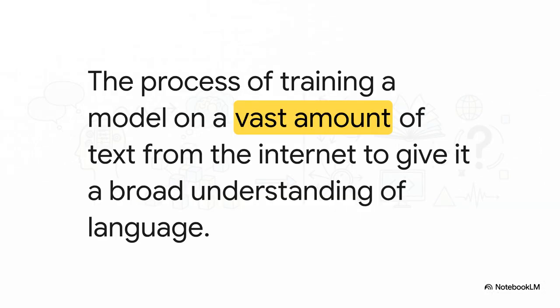This fire hose of information is a process called pre-training. And what we do is basically unleash the model on a huge, vast portion of the internet. We're talking books, articles, websites, you name it. And by just absorbing all of that text, it starts to learn. It picks up on grammar, on facts, on the subtle patterns of how we communicate, all on its own. No one is sitting there teaching it rules. It's just figuring it all out from the raw data.